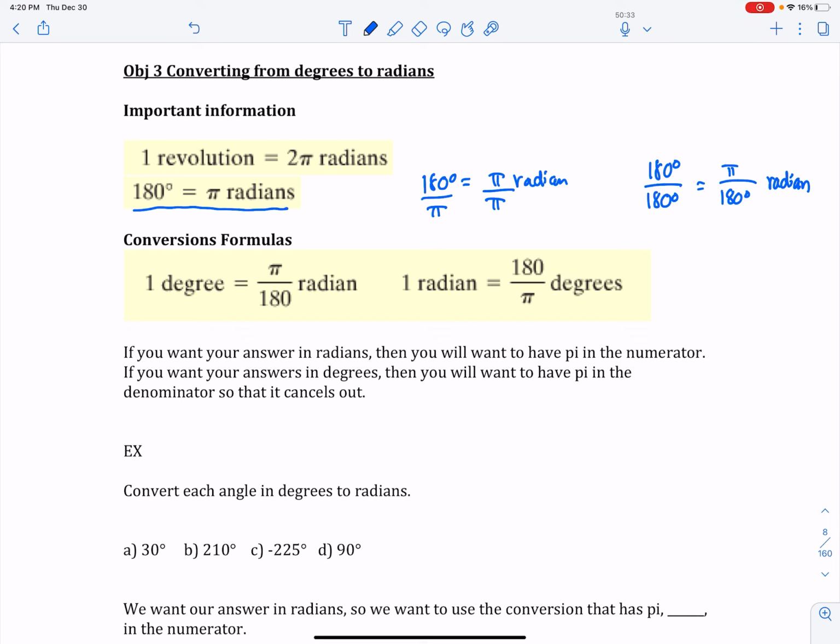If you want your answer in radians, then you'll want to have pi in the numerator. See? Pi is in the numerator. If you want your answer in degrees, then you want to have pi in the denominator.